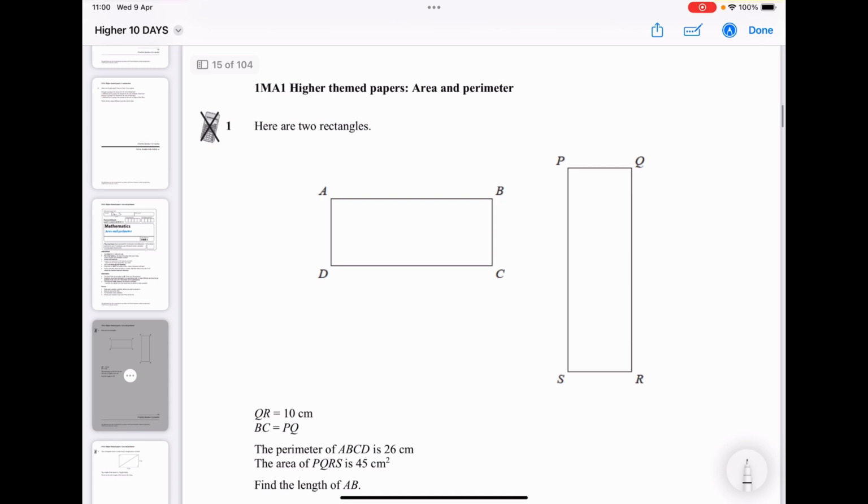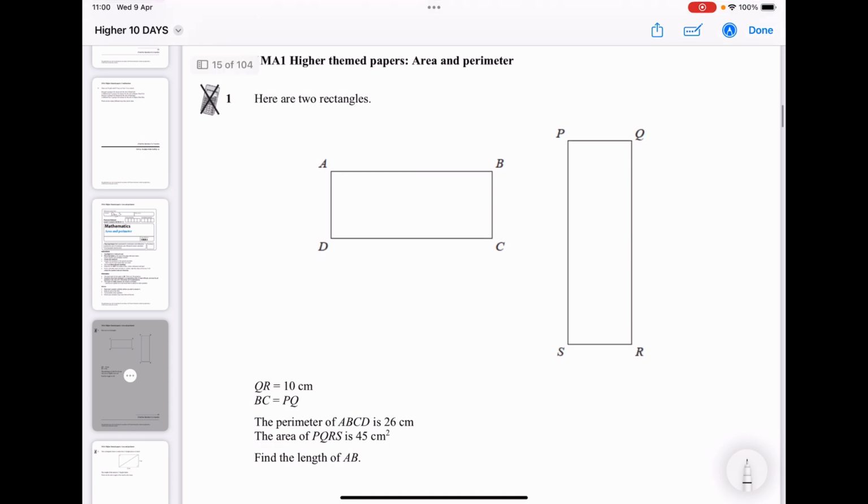First question. Here are two rectangles, ABCD and PQRS. QR equals 10. It's always a good idea to write any information on the diagram if it's not already there. BC equals PQ, so this one here equals this one here. I personally would probably put X on there at some point, because I'm probably going to have to work that out. And that means that this one is X as well, and this one is X as well.